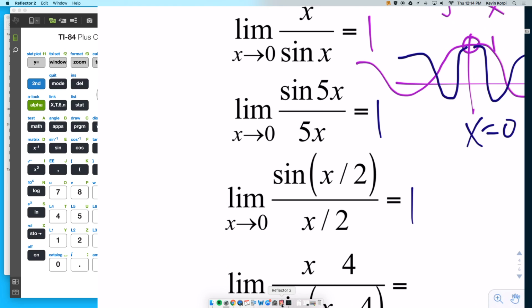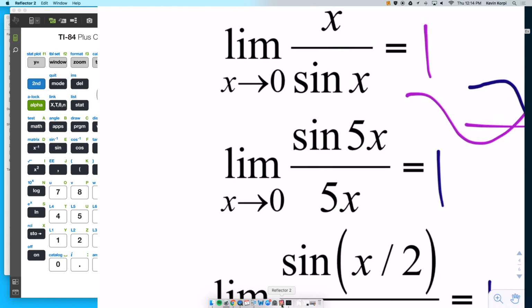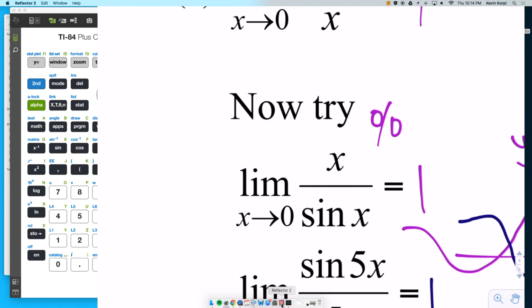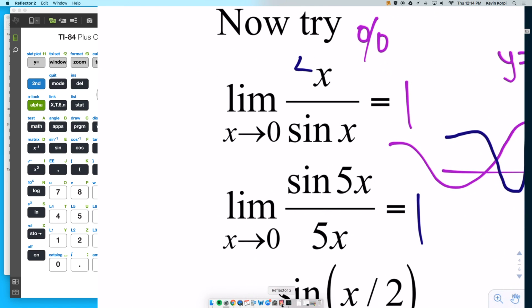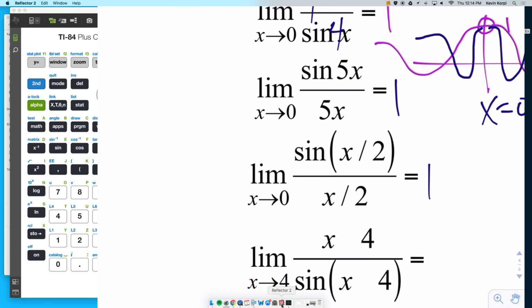Now, what do you think? We haven't done this one yet. What do you think if I flipped it and changed the number? So what do you think the limit is as x goes to 0 of 4x over sine of 4x? Should still be 1, right? So sine of x over x, as long as you're approaching 0, you could flip it, or you could stretch it or compress it, and you'll still get 1.